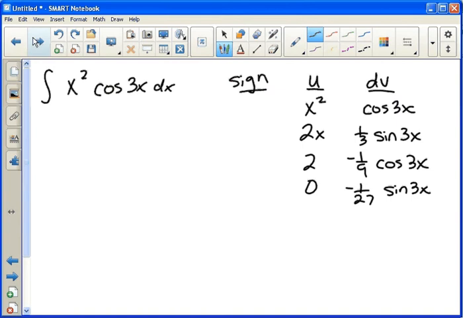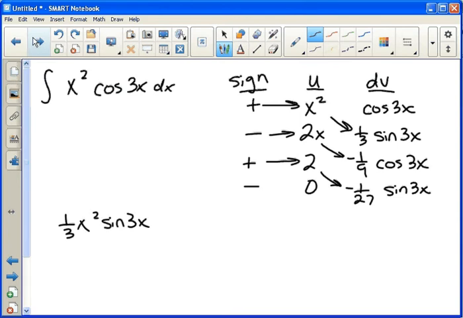And then we do the signs, start positive and alternate. We go over 1, down 1, over 1, down 1, over 1, down 1. So be really careful with your signs here, because if you notice, it's a positive x squared times 1/3 sine 3x. So that would all combine to this. And then it's a negative 2x and a negative 1/9. So it's really positive 2. And then a positive 2 and a negative 1/27. So negative 2/27 sine of 3x. And don't forget your plus c.